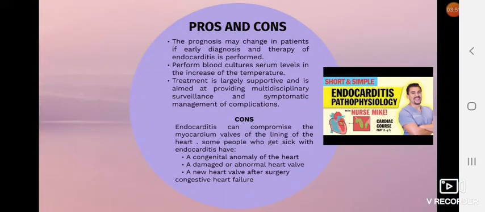The prognosis may change in patients if early diagnosis and therapy of endocarditis are performed. Treatment is legal support and is a provider multidisciplinary surveillance and symptomatic management of complications.